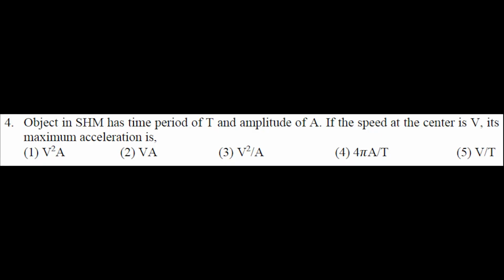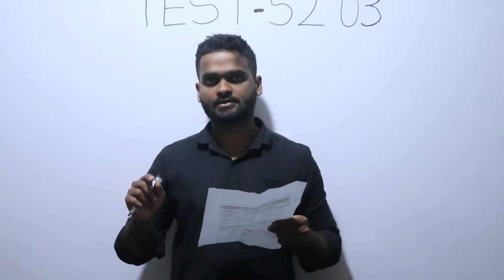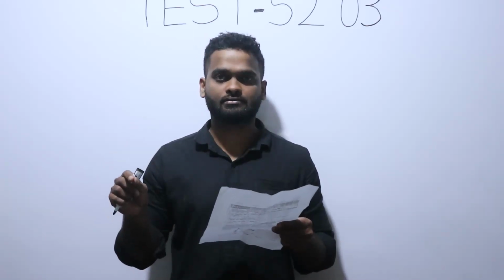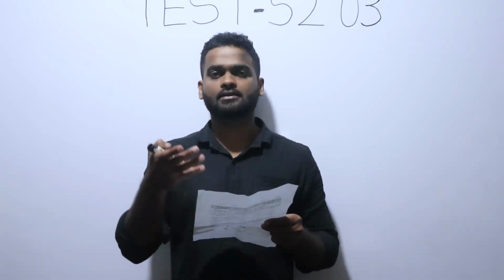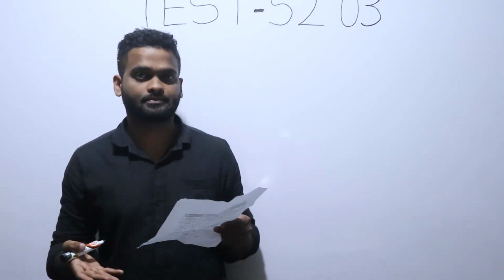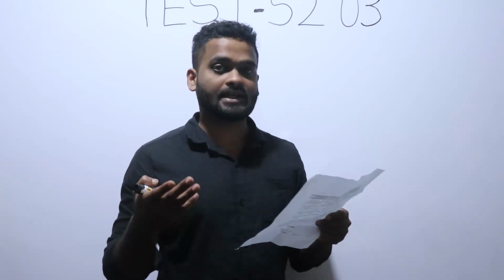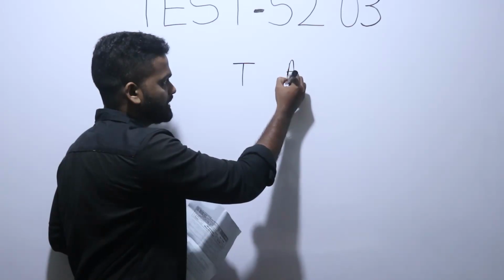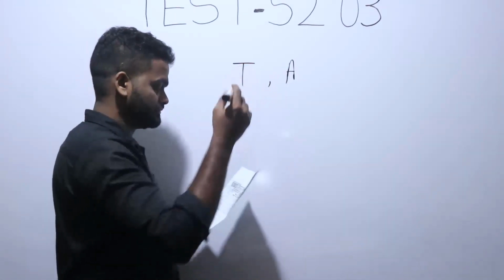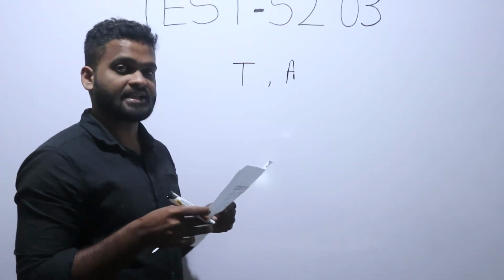Fourth question. An object in SHM has time period of capital T, amplitude capital A. If the speed at the center is v, its maximum acceleration is? So now they are asking for the maximum acceleration. You could do this question if you just remember these equations. The time period is capital T, amplitude capital A, and the speed at the center is v.